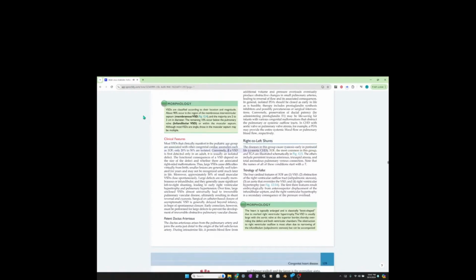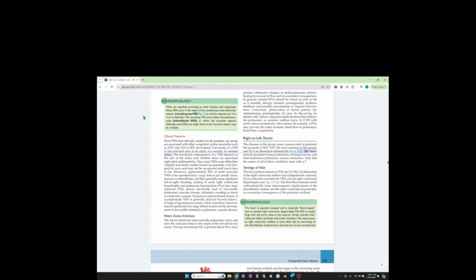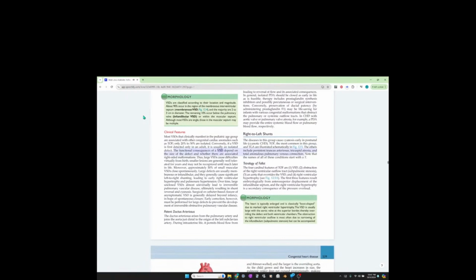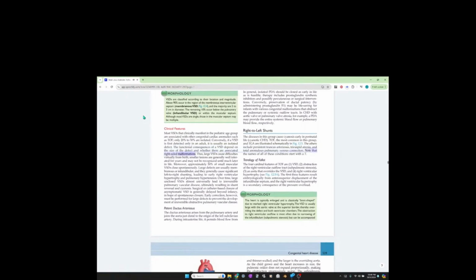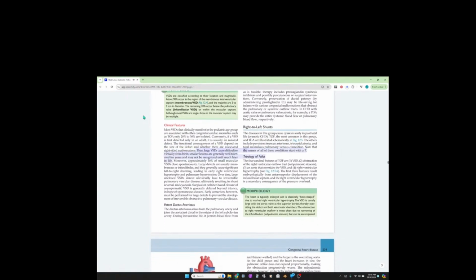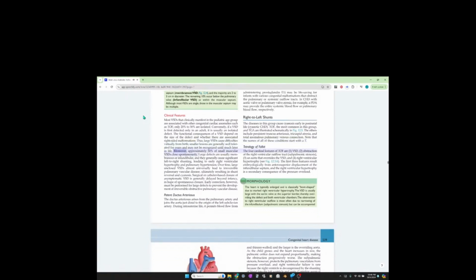TOF, the most common in this group, and TGA are illustrated schematically in Fig. 12.5. The others include persistent truncus arteriosus, tricuspid atresia, and total anomalous pulmonary venous connection. Note that the names of all of these right-sided malformations start with a T. The functional consequences of a VSD depend on the size of the defect and whether there are associated right-sided malformations. Thus, large VSDs cause difficulties virtually from birth. Smaller lesions are generally well tolerated for years and may not be recognized until much later in life. Moreover, approximately 50% of small muscular VSDs close spontaneously. Conversely, if a VSD is first detected only in an adult, it is usually an isolated defect.